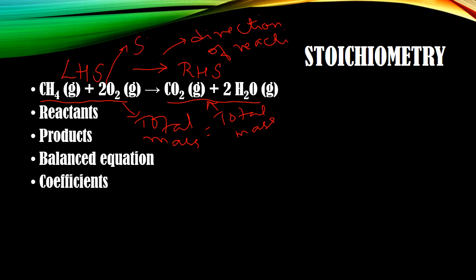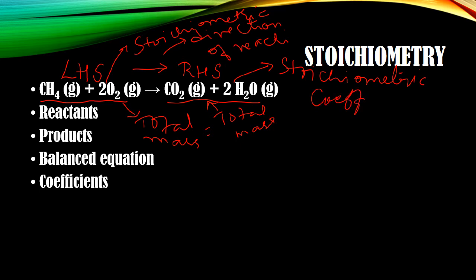Now, these numbers are called coefficients or stoichiometric coefficients. Now, if you see in front of methane, in front of CH4, there is no number written, which means the stoichiometric coefficient here is 1. Here the stoichiometric coefficient is 2. So anywhere you see that there is no number written, that means the stoichiometric coefficient is 1.